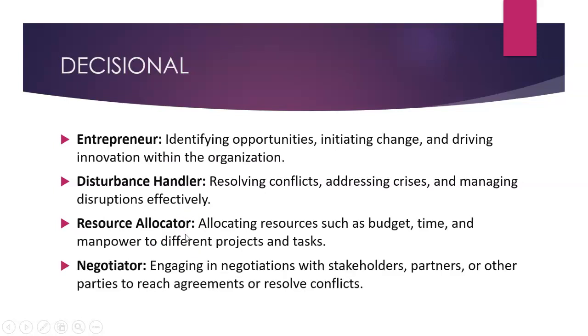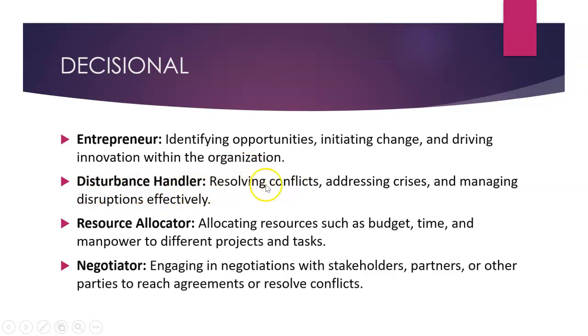Okay. Next is decisional. Under decisional, we have 4 roles: entrepreneur, disturbance handler, resource allocator and negotiator. So the entrepreneur identifies opportunities, initiating change and driving innovation within the organization. So the entrepreneur acts as an initiator, designer and encourager of change and innovation. Okay, and the second one is disturbance handler.